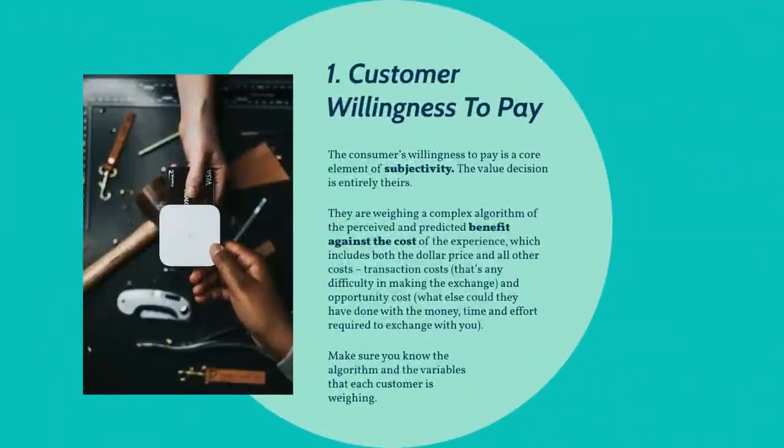1. The customer's willingness to pay is a core element of subjectivity. The value decision is entirely theirs. They're weighing a complex algorithm of perceived and predicted benefit against the cost of the experience, which includes both the dollar price and all other costs: transaction costs, that's any difficulty in making the exchange, and opportunity cost. What else could they have done with the money, time, and effort required to exchange with you? Make sure you know the algorithm and the variables that each customer is weighing.